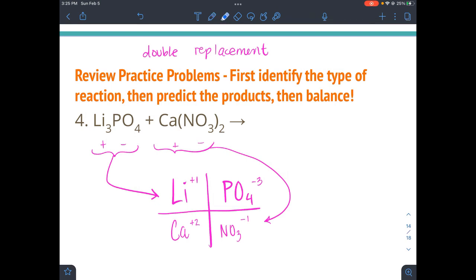Okay, to figure out my products, I am going to do the diagonal combinations. That's how I swap the ions. So my first product is going to be lithium with a +1 charge and nitrate with a -1 charge. Those charges will cancel to give me LiNO3. Now, on double replacement, we usually are going to be looking to see if it's aqueous or insoluble. In this case, lithium nitrate, if you look it up on the solubility chart, is aqueous.